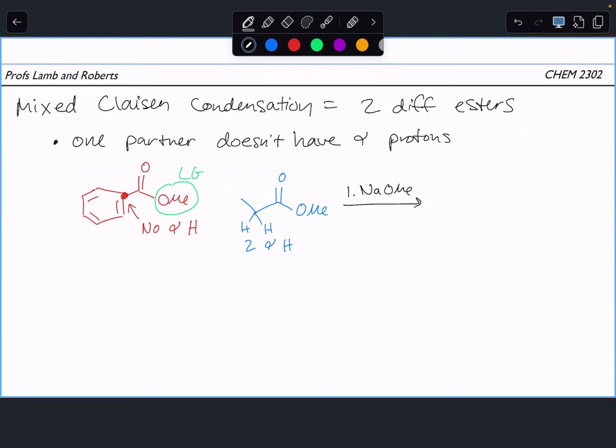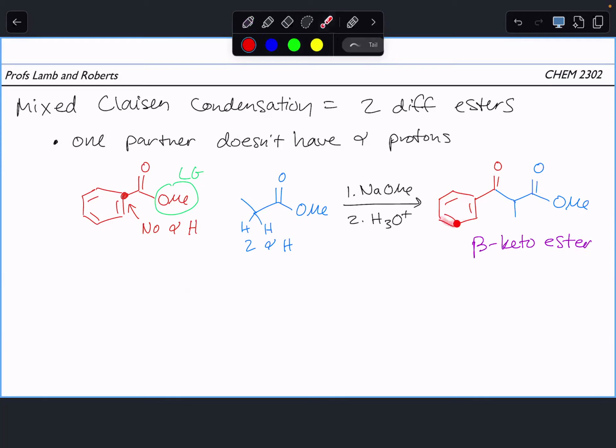Base that matches our ester. Acid. It's the same reaction, except the two R groups are different. That's the only change. So now we have our phenyl group on the left and our nucleophile ester on the right. So once again, we form a beta-keto ester. It's the same type of product. It's just that this R group and this R group are not the same.